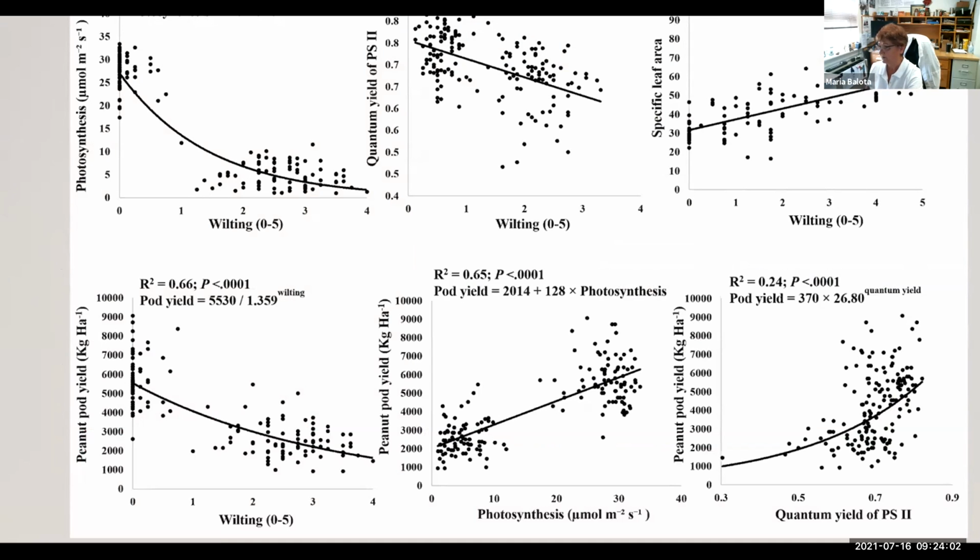And why is wilting important? Mark told about wilting in Texas not being as important as we found it to be here. Well, in our environment, and again, this information on the screen is coming from Sayantan's PhD thesis, wilting does reduce photosynthesis, quantum yield of photosystem 2, and peanut pod yield. So in our environment, even wilting due to high temperature and high humidity may affect photosynthesis and peanut yield.